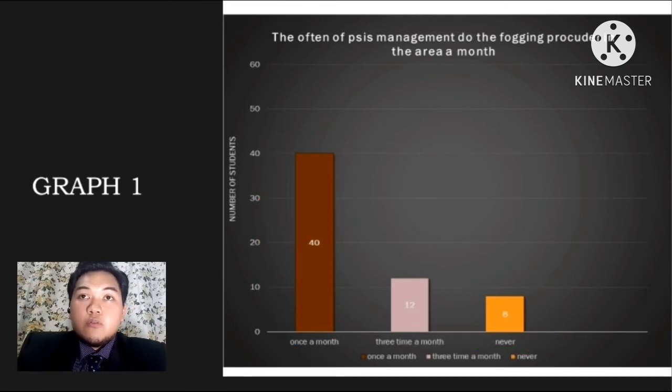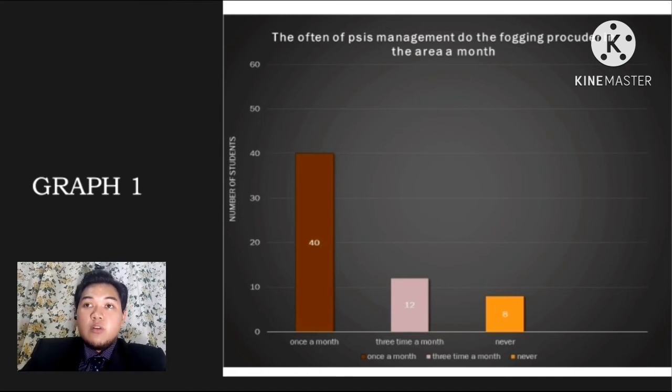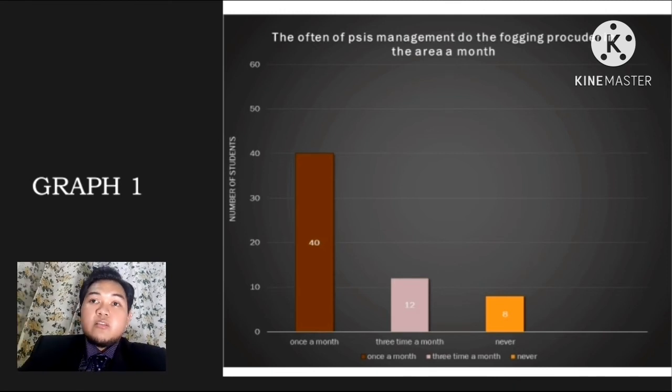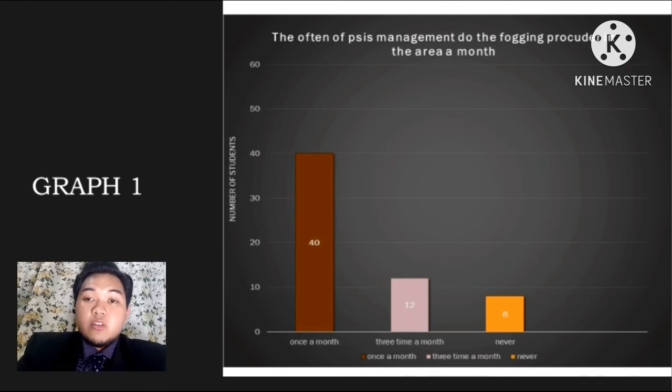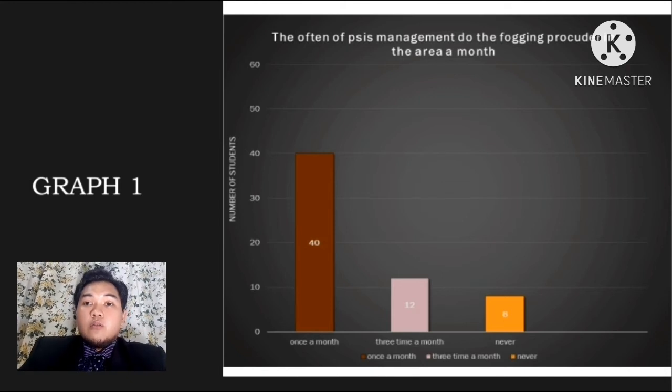The second comparison is once a month versus never. The number of students who vote for once a month was dramatically higher than those who vote for never. It can be clearly seen that most of the 60 students choose once a month, and only a small group has chosen never.